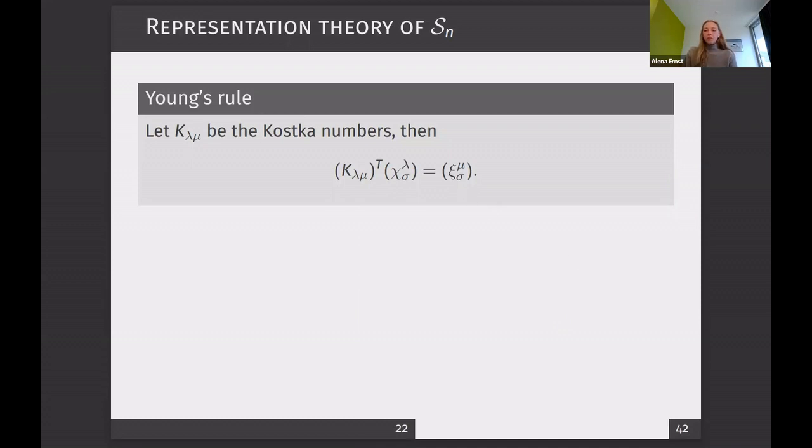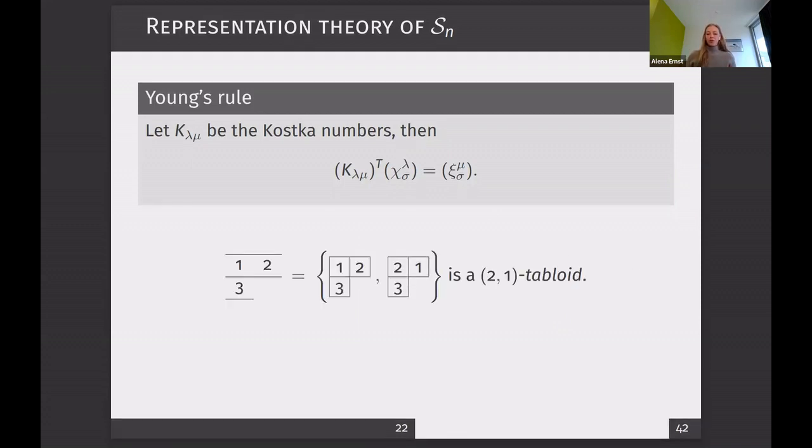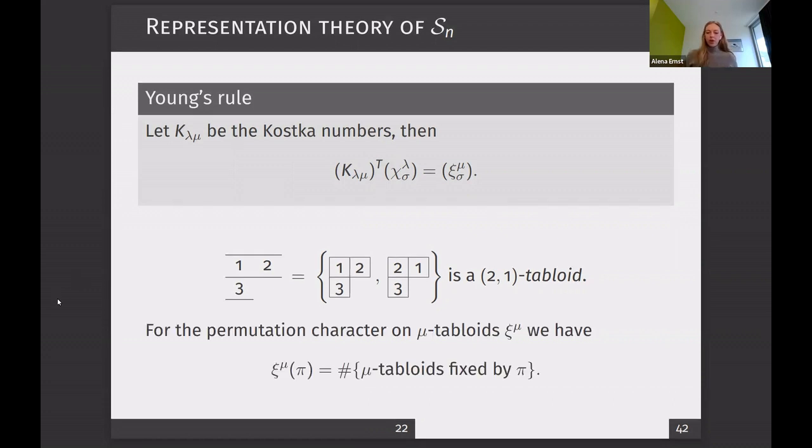For this, let me recall what a tabloid is by this picture. We just take all tableaux that have the same entries in each row. So we just compare the rows. If you're not familiar with tabloids, just think about set partitions. Okay, and now this character xi up here is the permutation character on tabloids, which, evaluated on a permutation pi of the symmetric group, is equal to, well, we just count the number of tabloids that are fixed by this permutation pi. Okay, so that is the story behind the symmetric group.